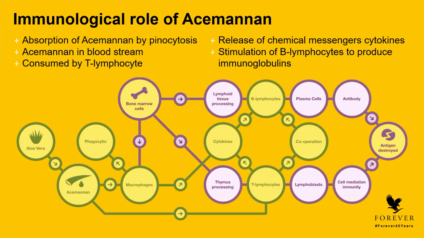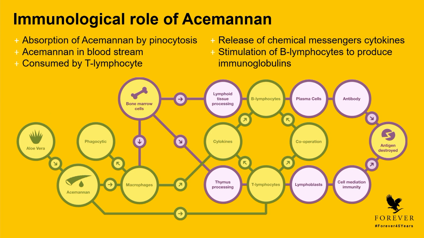You're probably more familiar with the name antibodies. So they come from the cells processed through the lymphoid tissue. If cells go to the thymus from the bone marrow, they're processed into T lymphocytes. And T lymphocytes can send messages to the B lymphocytes to produce more of the antibodies. So they're maintaining your immune system.